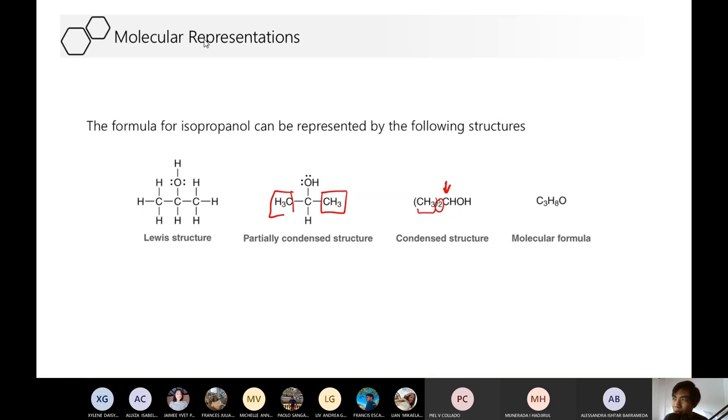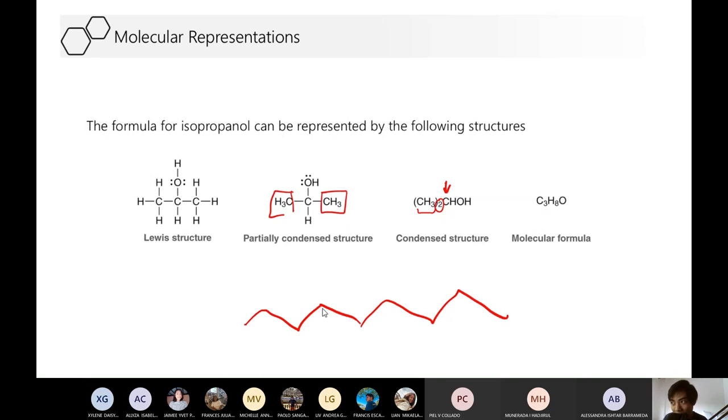There are also other ways of representing molecules. I don't know if nalagay ko yung slide dito. Ay, hindi ko nalagay yung slide. So we can draw them with single line structures, yung mga zigzag na nakikita nyo. So that's one way of representing our organic substances.